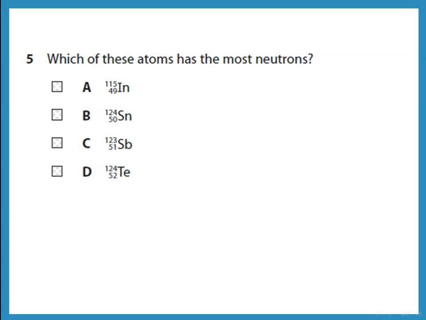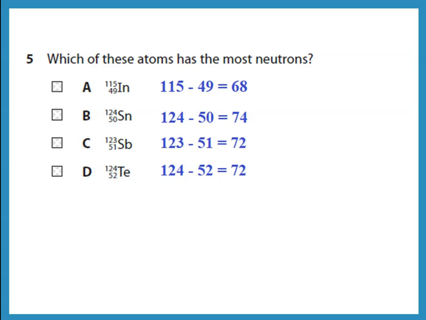Okay, which of these atoms has the most neutrons? Well, how do we calculate the number of neutrons? It's the mass number minus atomic number, and so on. Which of these has the most? Then it is B.